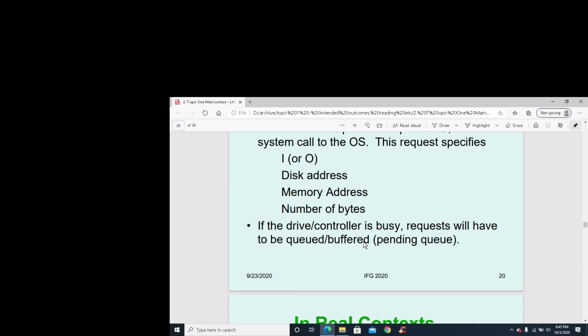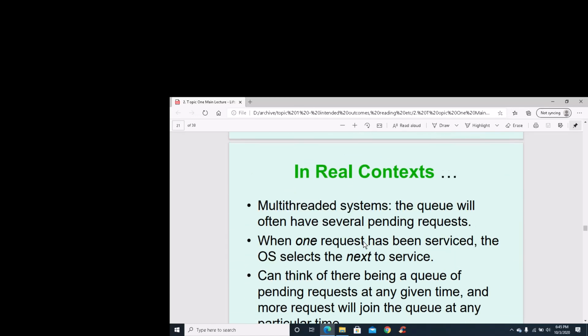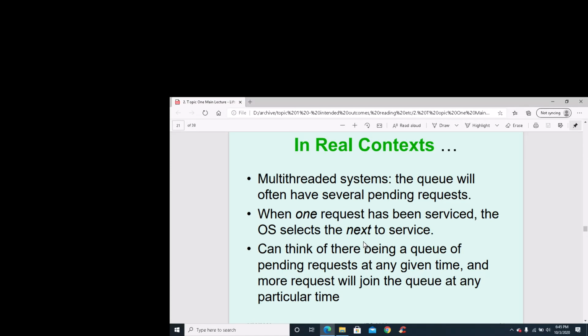And it's going to be queued on what's called a pending queue. It's a queue of requests that are pending execution or activation. So in a real context, a multi-threaded system, for example, because in a computer, whether or not you know it at this point in time, there's maybe just one CPU, one processor in your computer, but it's handling the execution of possibly hundreds or even thousands of different threads, lots of different programs.